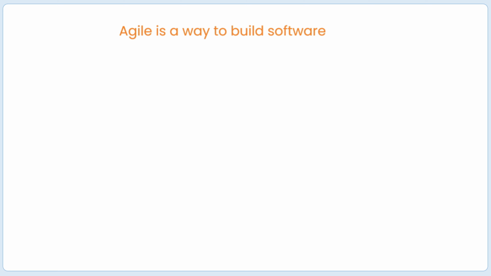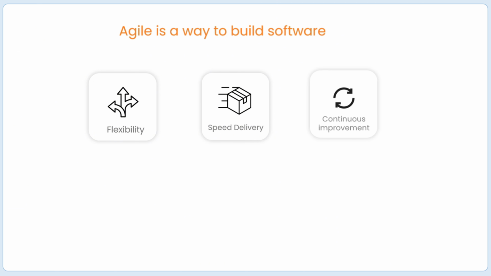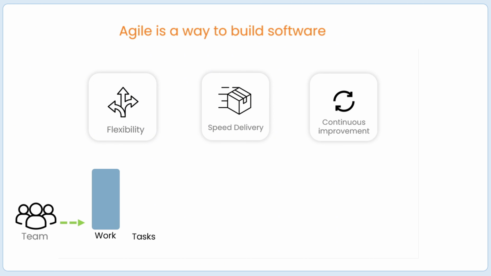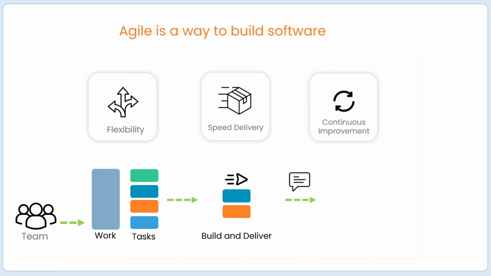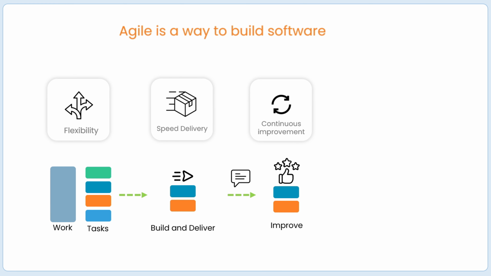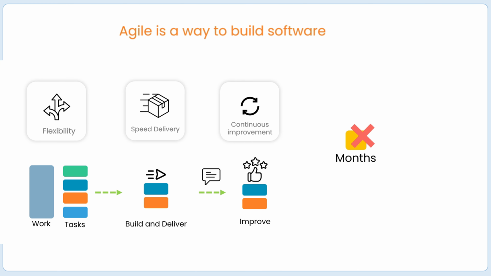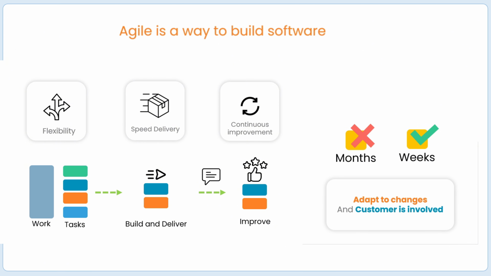Agile is a way of building software and running projects that focuses on flexibility, speed, and continuous improvement. Agile teams break work into small, manageable pieces, deliver them quickly, get feedback, and keep improving. So instead of waiting months to deliver a final product, agile teams release working features every few weeks. The main focus is to adapt to changes quickly and make sure the customer is always involved.